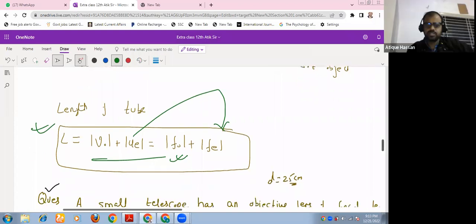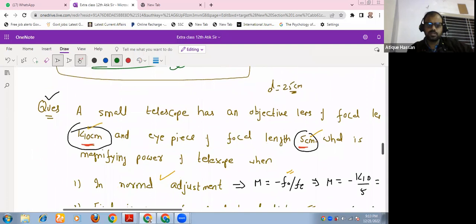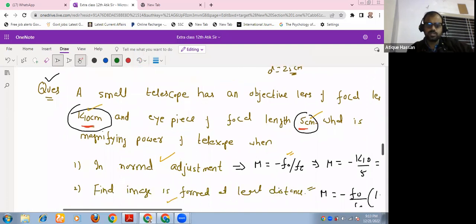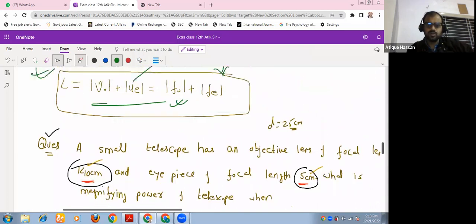Now we can do the example based on the optical telescope. So let us see. All of you can try on your pen and paper, then you can see the answer. All of you try this question yourself first, then we will go to the solution. All of you try and tell me the answer.